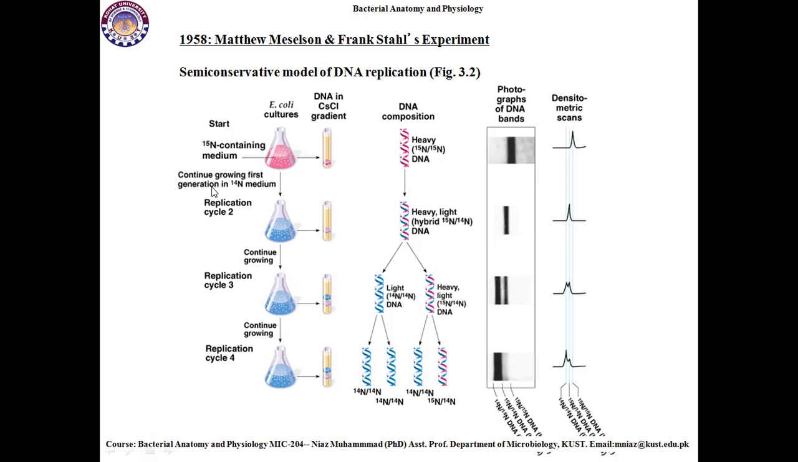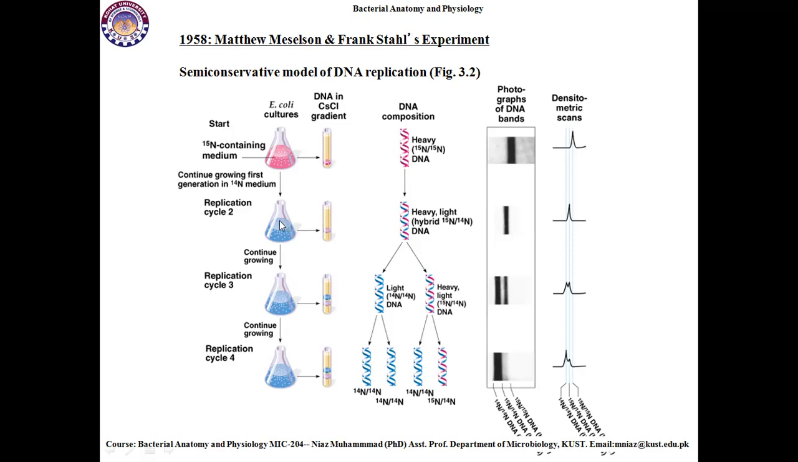Continuous growing, first generation in N14 medium. They have taken E. coli culture and grown it in N14 medium, replication cycle 2. Culture has been taken from here because these both strands were containing N15, and this culture contains only parent material. Parent E. coli are here. So this culture was again grown in N14 medium.